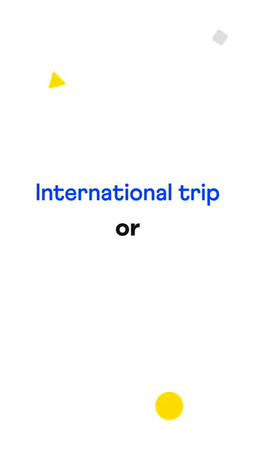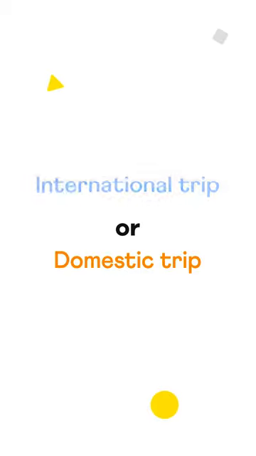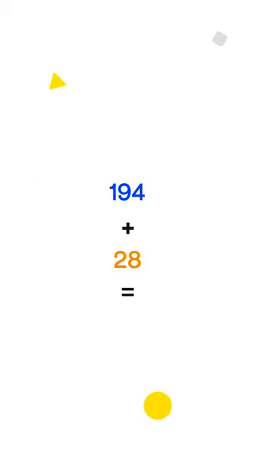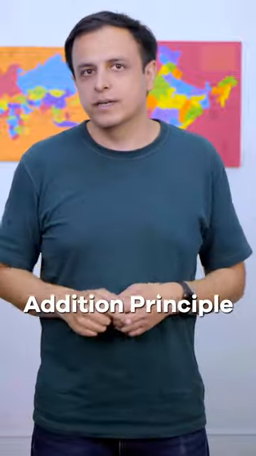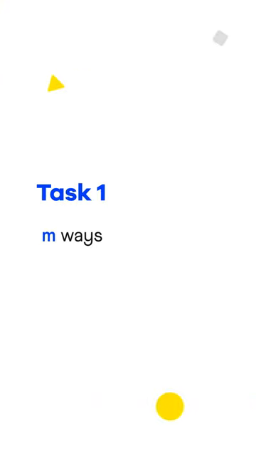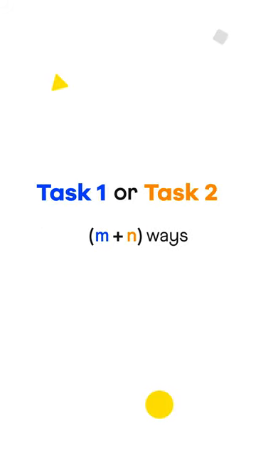Well, since I can either take an international trip or a domestic trip, I can plan my trip in 194 plus 28, that's 222 ways. That's the addition principle. If we can do one task in M ways and another task in N ways, then we can do either of the two tasks in M plus N ways.